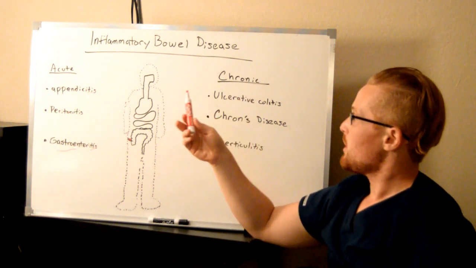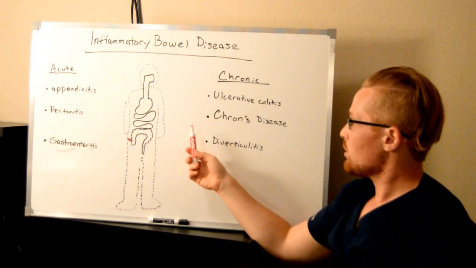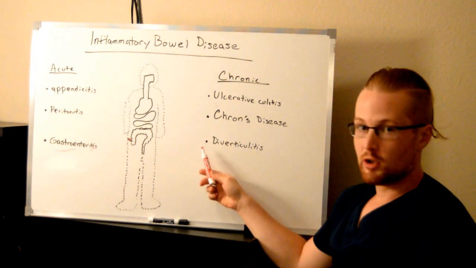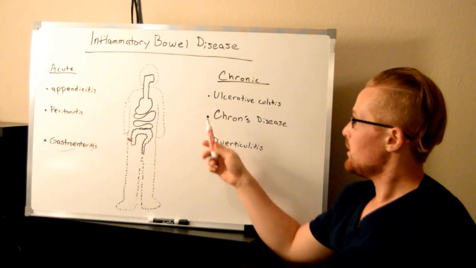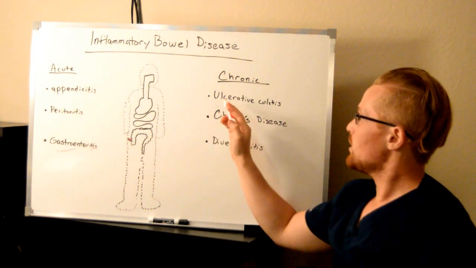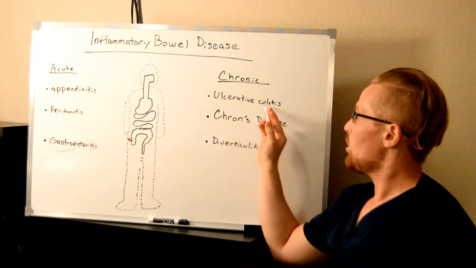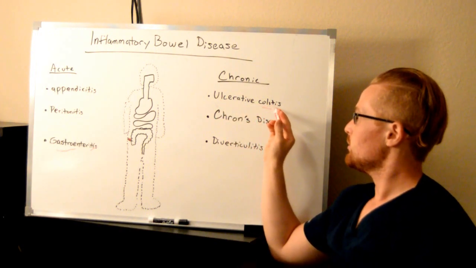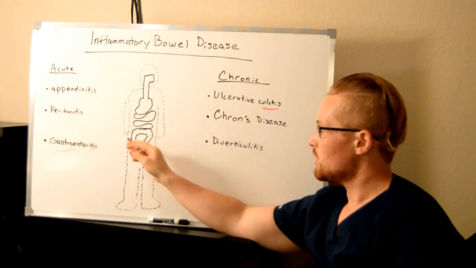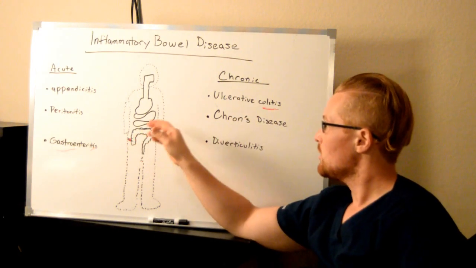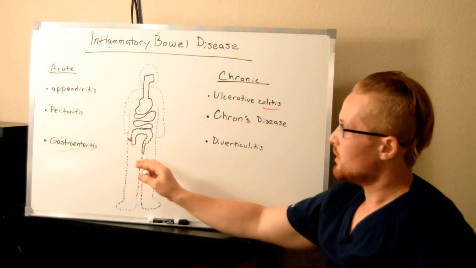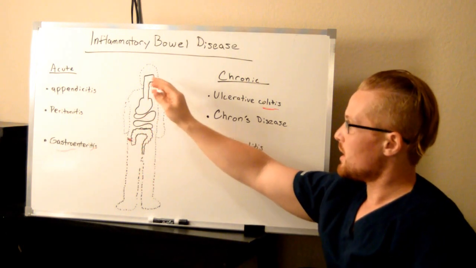Chronic inflammatory bowel disease includes ulcerative colitis, Crohn's disease, and diverticulosis, diverticulitis. Okay, ulcerative colitis, it says here colitis, so only the colon. Colitis, inflammation of the colon only. And so this is only found in the large intestine. Crohn's disease, however, can affect the entire GI system.